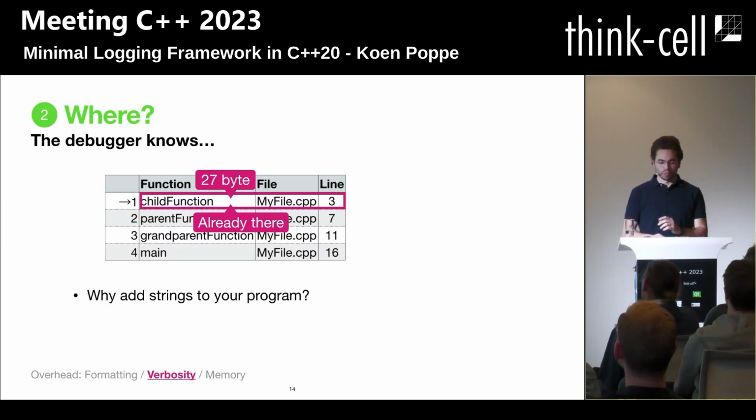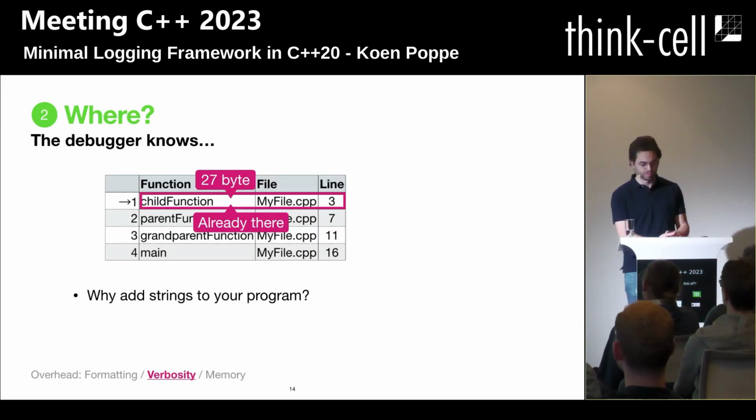So actually, why would you use any means to add the function name into your program? The debugger already knows it. So even though we have the source location now, or the preprocessor macros, why would you add additional strings to your program? That was really something that was puzzling me.